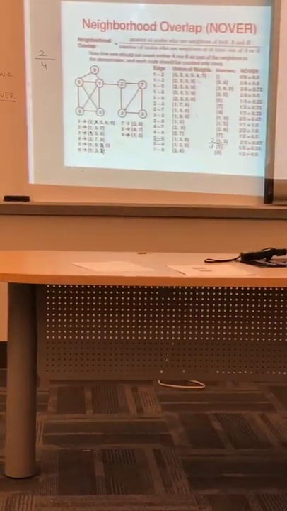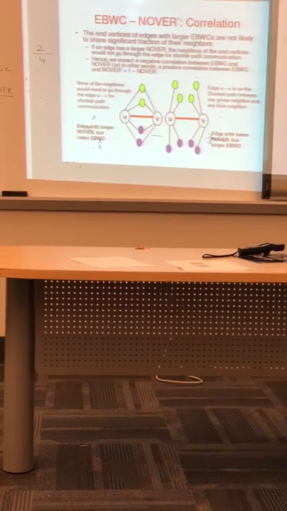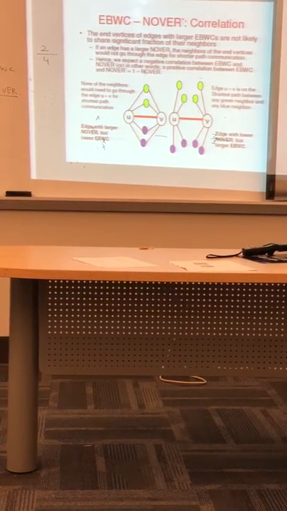Okay, so now let us try to understand how edge betweenness and neighborhood overlap would be related.